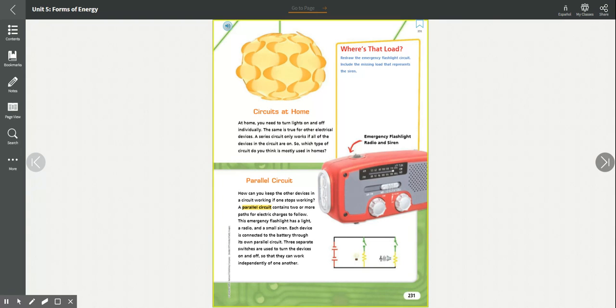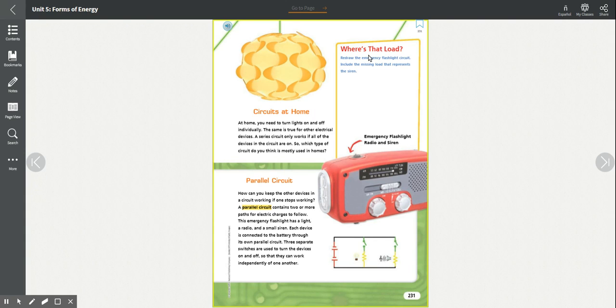Circuits at home. At home, you need to turn lights on and off individually. The same is true for other electrical devices. A series circuit only works if all the devices in the circuit are on. So, which type of circuit do you think is mostly used in homes?